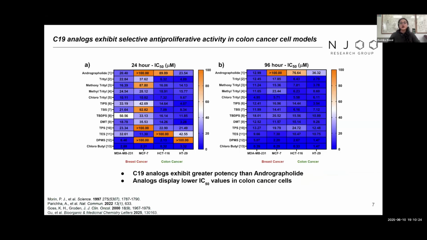Just to highlight a few takeaways from this data, we found that generally our compounds were much more potent than the parent compound andrographolide. Compound 13 in particular displayed 1 to 2 orders of magnitude increased potency compared to the parent compound. Importantly, all of our compounds generally had lower IC50 values in HT29 and HCT116 colorectal cancer cells, as opposed to the breast cancer cells across both these time courses, showing that there is some cell line selectivity here.